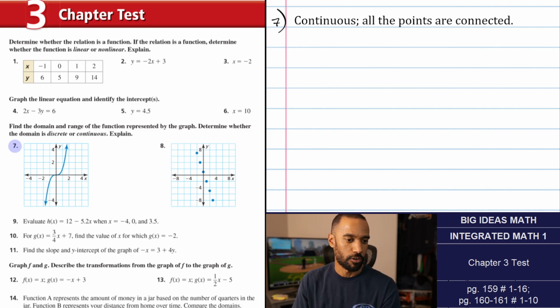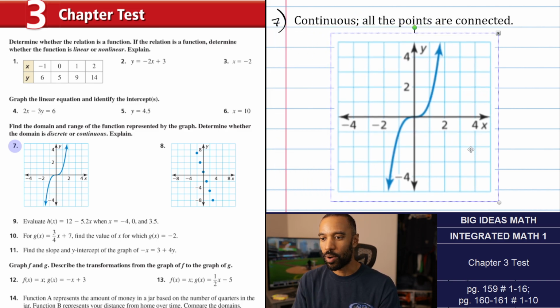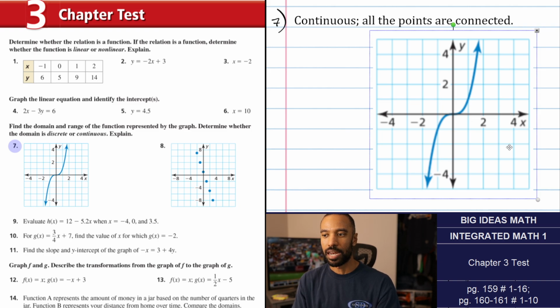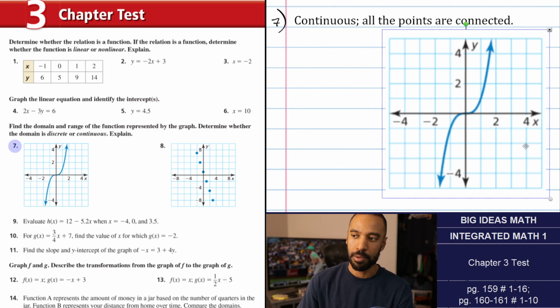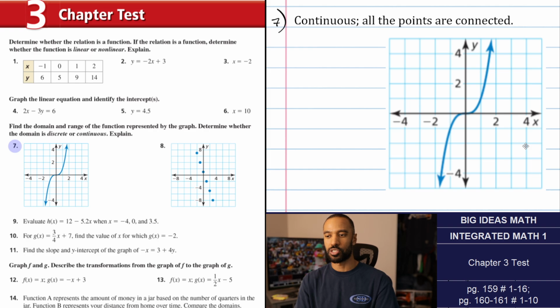Let me copy this graph over because I need us to understand something, because a lot of times we won't. This graph has some weird stuff going. IM3 students will probably know what this is. This is called a cubic function.